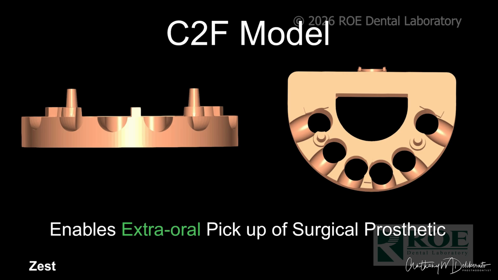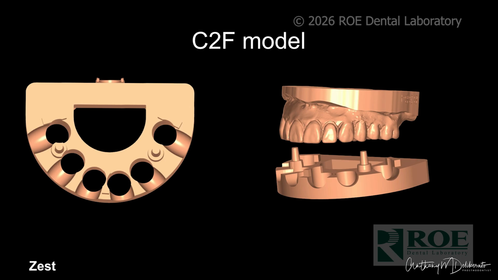Here's the carrier guide that will allow us to do the pickup. I'm sorry, the C2F model. And you can also see that we'll have a printed model opposing it, so we can do any adjustments to the occlusion after we pick up the final surgical appliance.